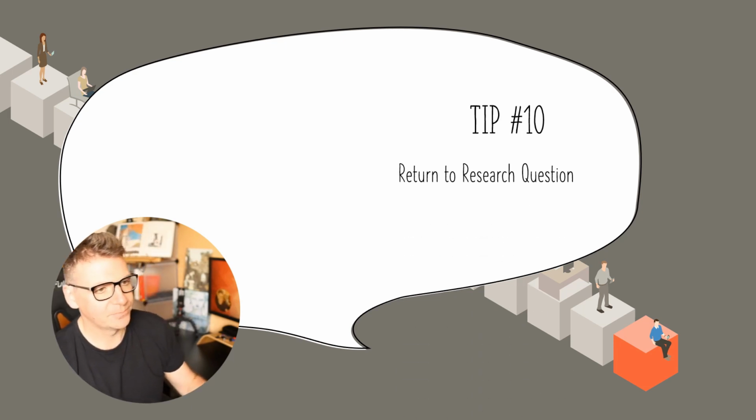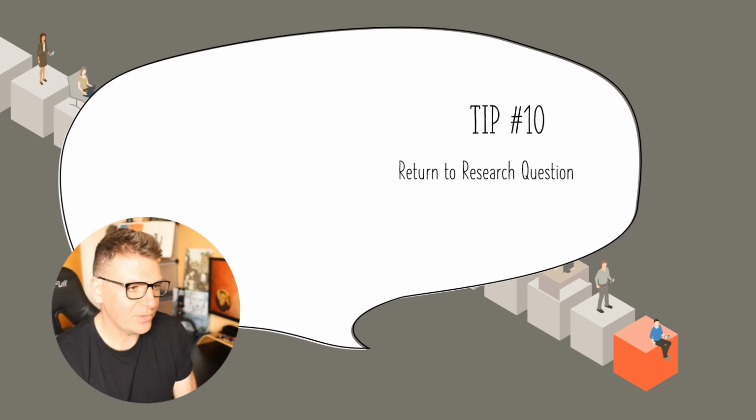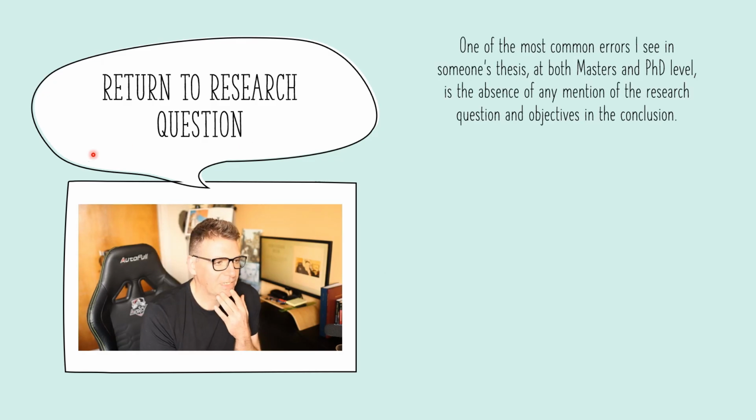Tip number 10. Return to the research question. This is a very important one that people always forget about. As I say here, one of the most common errors I see in someone's thesis at master's and PhD level is the absence of any mention of the research question and objectives in the conclusion. People just forget about it.